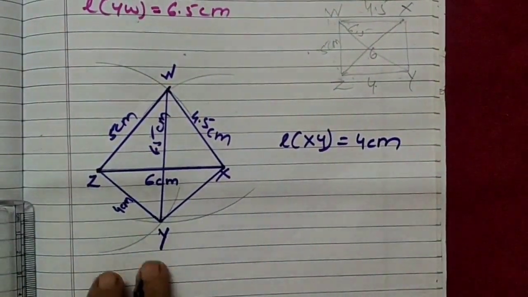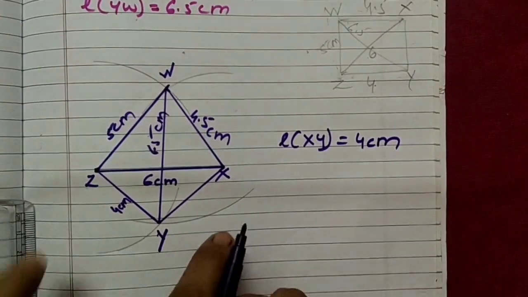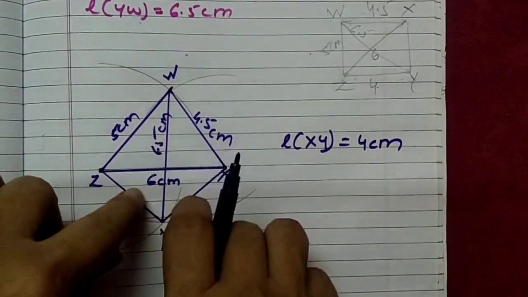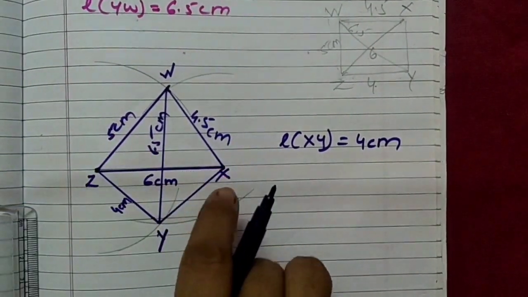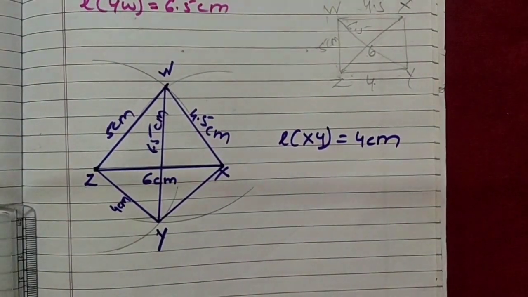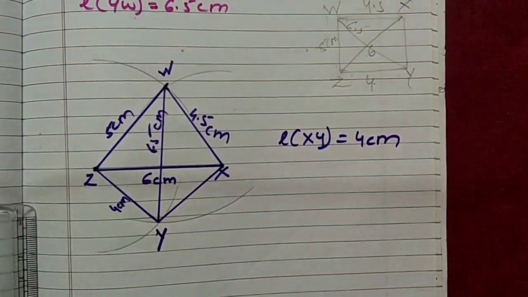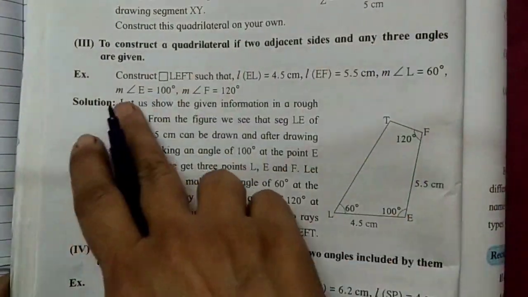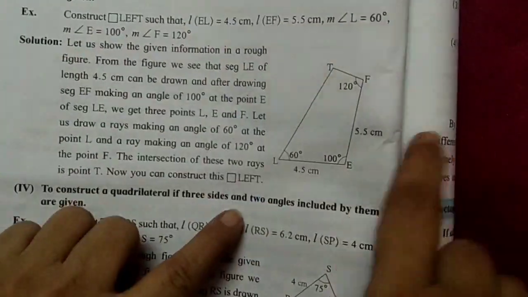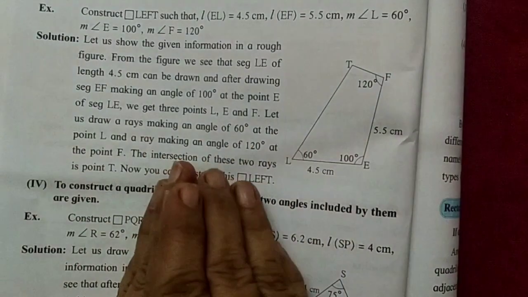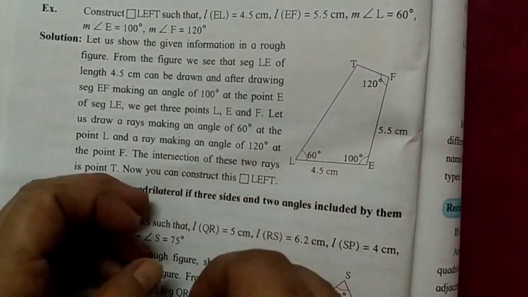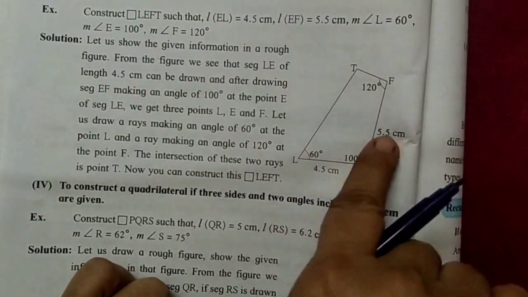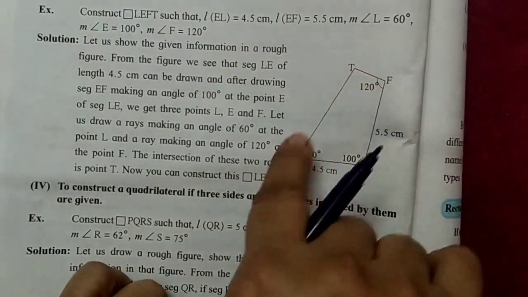Okay, so this is the way we have to do the construction when 3 sides and 2 diagonals are given. Now next we will learn the construction of a quadrilateral if 2 adjacent sides and any 3 angles are given. 2 adjacent sides. Adjacent sides means sides which are next to each other, which touch each other, which have a common vertex. So this is one side and this is another side. They are 2 adjacent sides, side by side, and 3 angles are given, 1, 2 and 3.